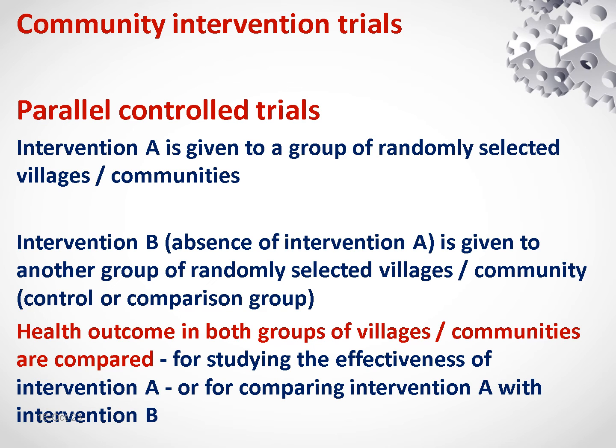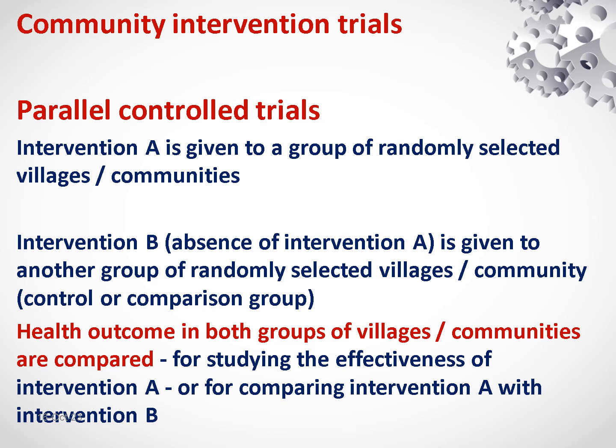Parallel controlled trials means intervention A is given to a group of randomly selected villages or communities. Intervention B or absence of intervention A or a placebo is given to another group of randomly selected villages or community. They are known as control or comparison group. Health outcome in both groups of villages or communities are compared.